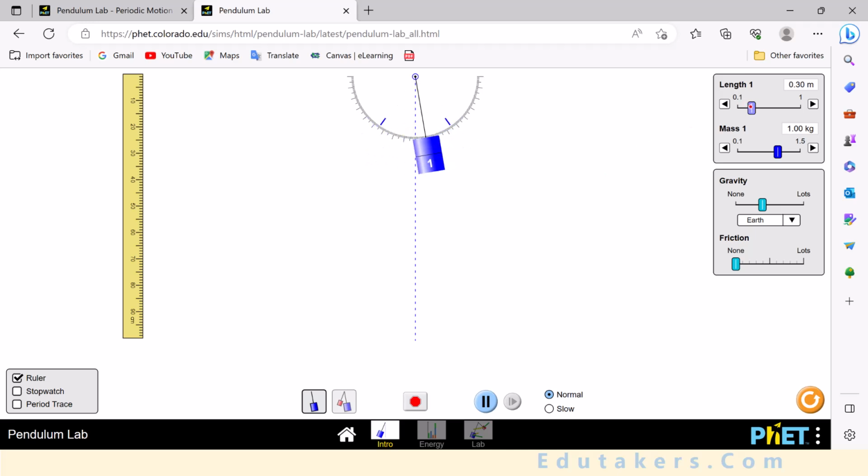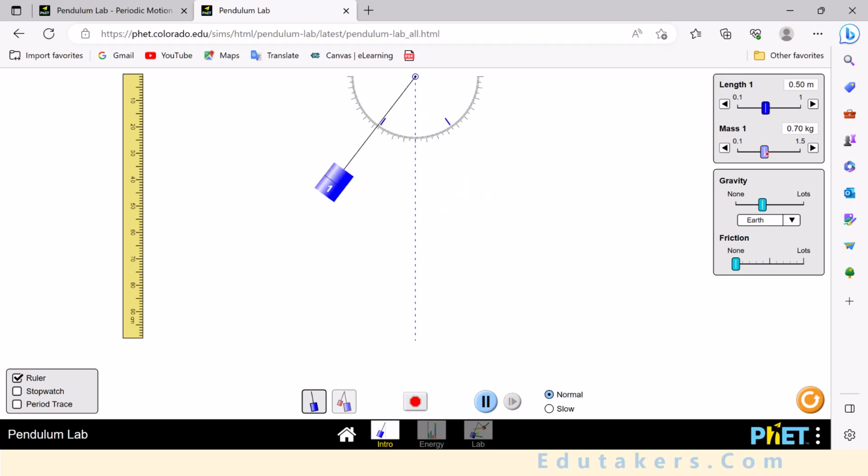If I fix the length at 0.50 meter, and now I am going to change the mass to see the effect of changing mass on the time period of the pendulum. Initially the time period is affected by the length, but now the length is fixed. The mass is 1.00. So if I take the mass here as 0.50 kilogram, then see the time period.